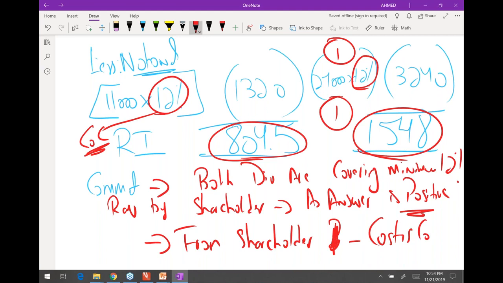Getting my point, my friends? Are you all with me? These are the million-dollar tips you are getting for free. I hope you are getting my point. Understood? So 3 marks for calculation and 1 mark for comment. I hope this is clear. So both the divisions are covering the minimum cost.